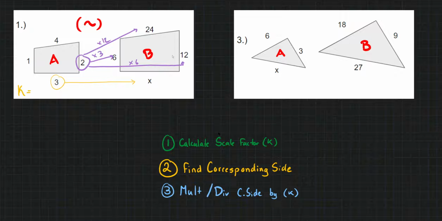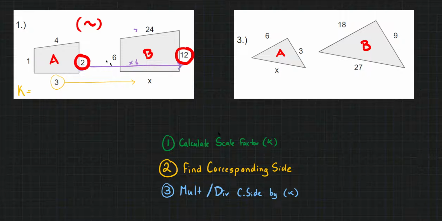Tricky. Well, it really comes down to which side corresponds to 2. And by corresponding, I mean this. I mean, which side is the same side but on the other shape? And I don't mean directionally. 2 corresponds to 12 on the other shape, meaning the scale factor would be 6. The scale factor would be 6.